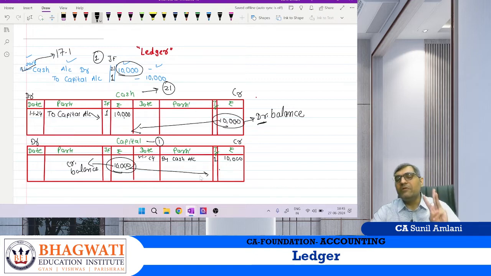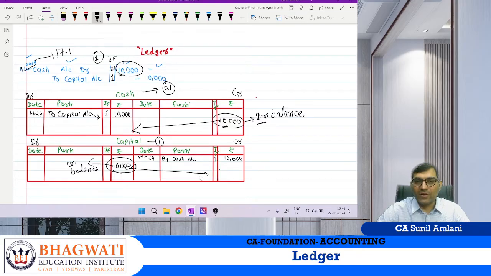Now we have 3 types of ledgers: real, personal, nominal. During the year we can balance them, but at the end of the year only real and personal accounts are balanced. Nominal accounts are not balanced at the end of the year. Nominal accounts are generally transferred to the trading or P&L account, because all purchases, sales, all these accounts we transfer.